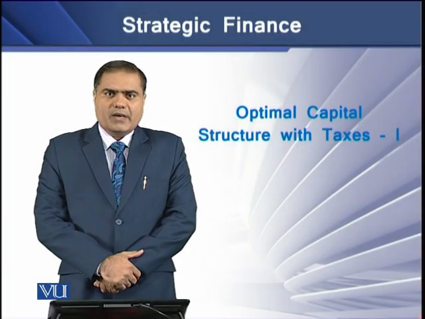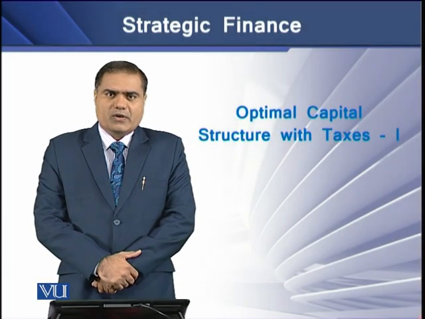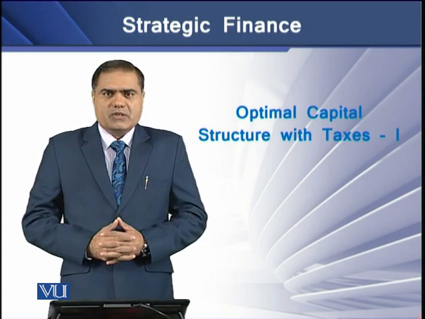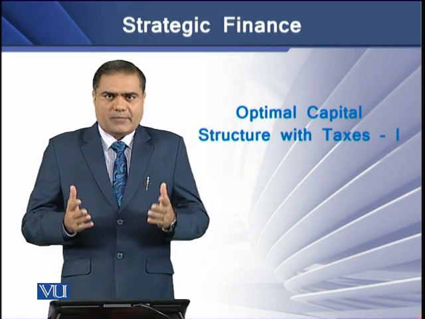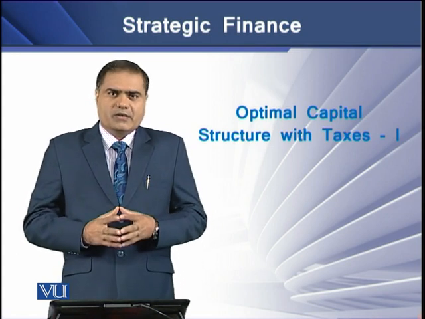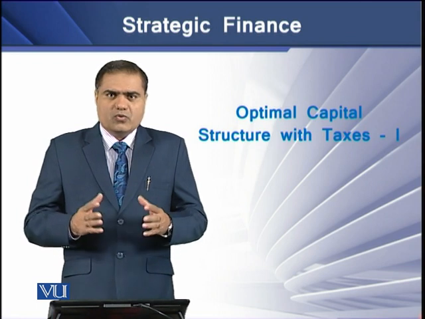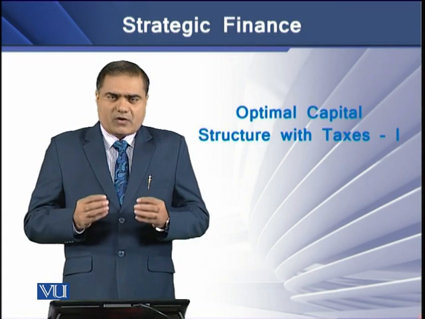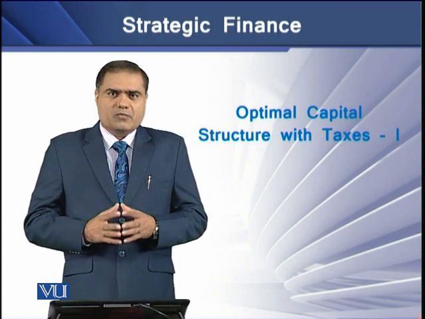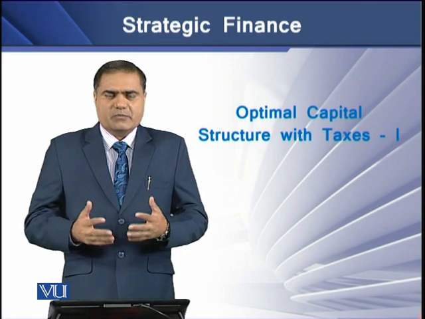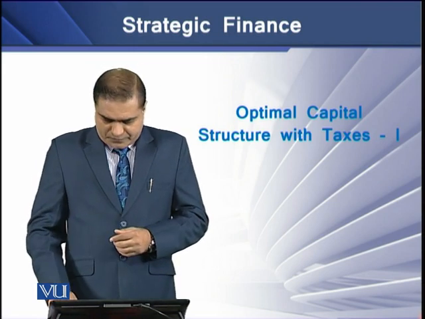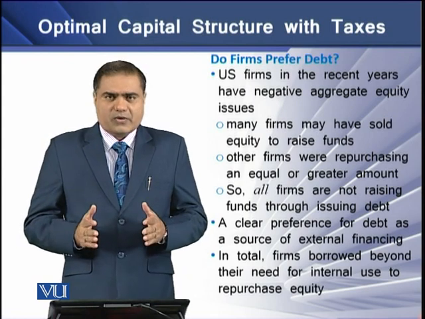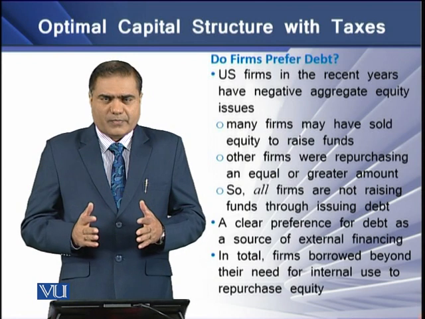In Modigliani and Miller's settings of perfect capital market, the firm could use any combination of equity and debt in its capital structure, and it did not change the value of the firm. So this means that any combination of capital structure the firm could use was the optimal capital structure. Now the question arises, do the firms prefer to use debt?